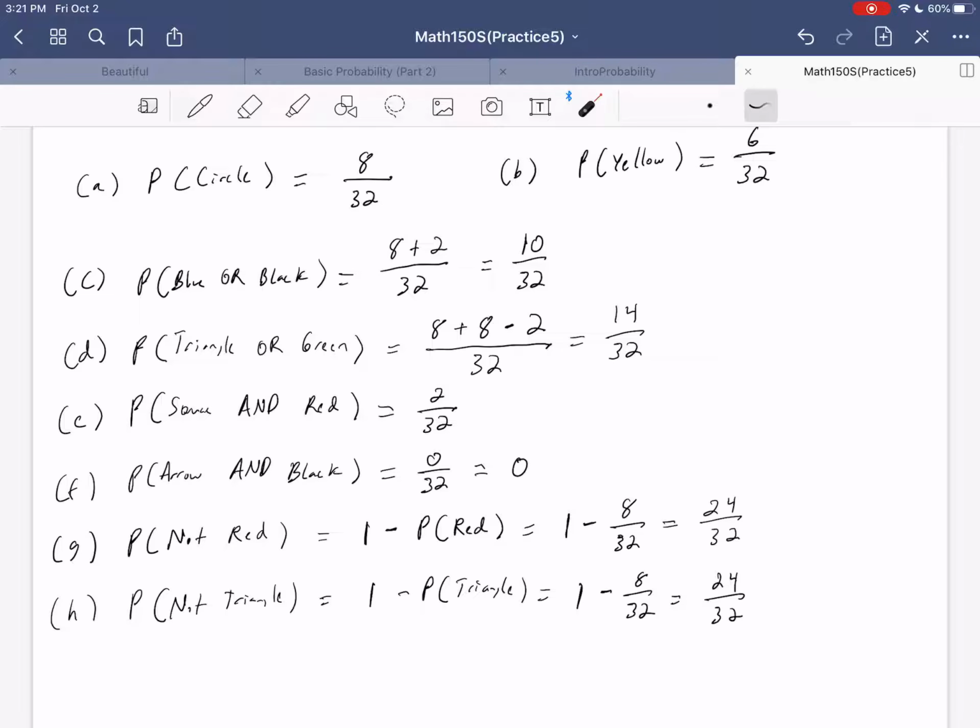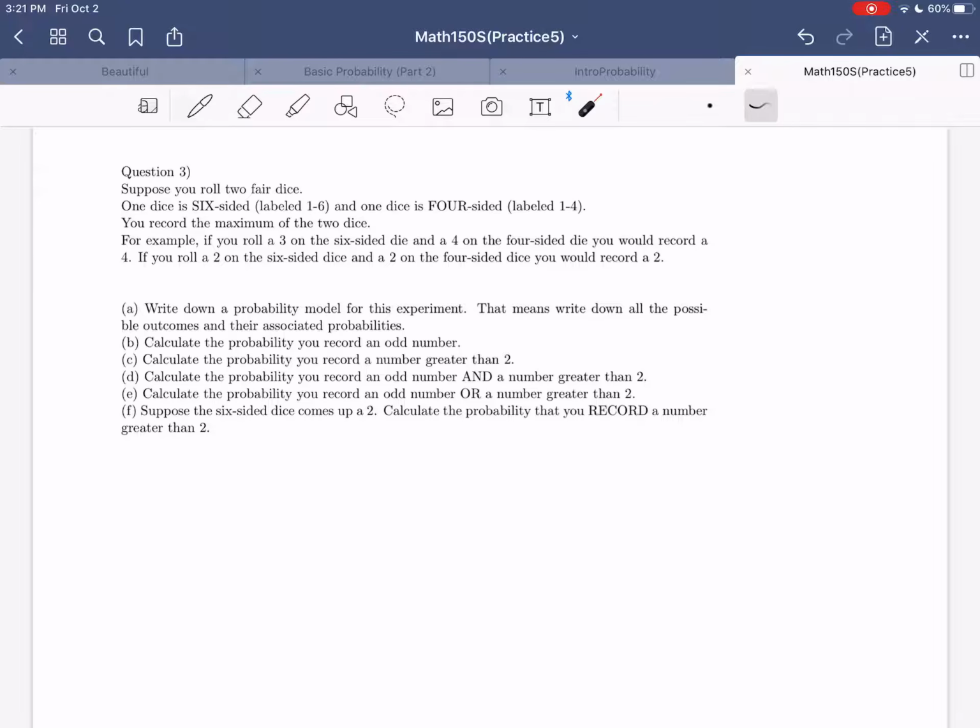All right, well, let's go ahead and take a look at the next basic probability one, which has us building a probability model. So for question 3 on here, we have 2 fair dice, and one of them is 6-sided, which is labeled 1 through 6, but one is only 4-sided, labeled 1 through 4. And what we do is, once we roll the 2 dice, we record the maximum of the 2 dice.